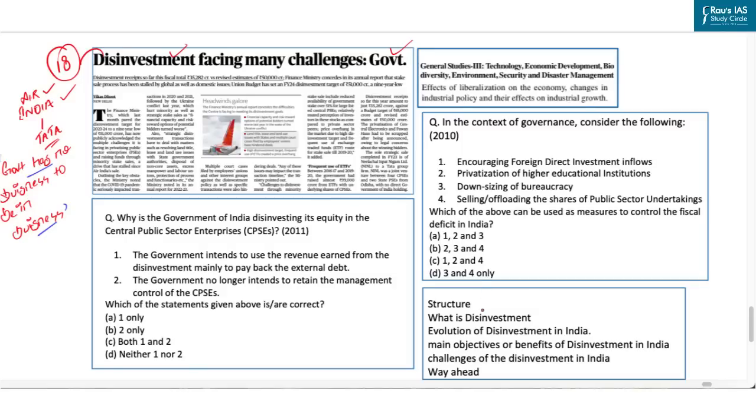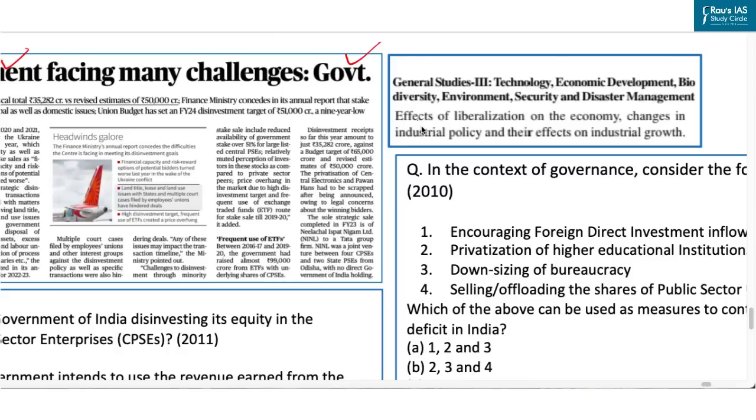So in this context, let's understand what is disinvestment. Then we'll see the evolution of disinvestment in India. Then we'll talk about the main objectives or benefits of disinvestment. Then later we'll discuss a few important challenges of disinvestment. And we'll end our discussion with a way ahead. Also, this theme is important. Disinvestment is an important component of effects of liberalization on the economy, which is an important theme under GS paper 3.